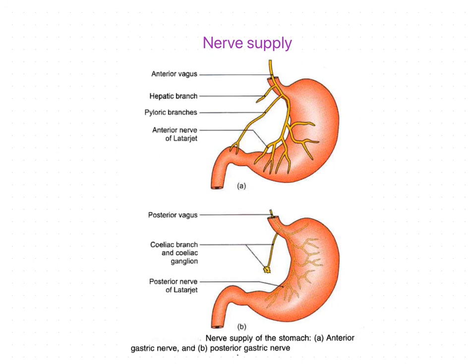So this is all about the stomach relating to its position, size, capacity and external features, and also the subdivisions of the stomach and its blood supply, lymphatic drainage and nerve supply. In the next session we are going to discuss the interior of the stomach. Thank you.